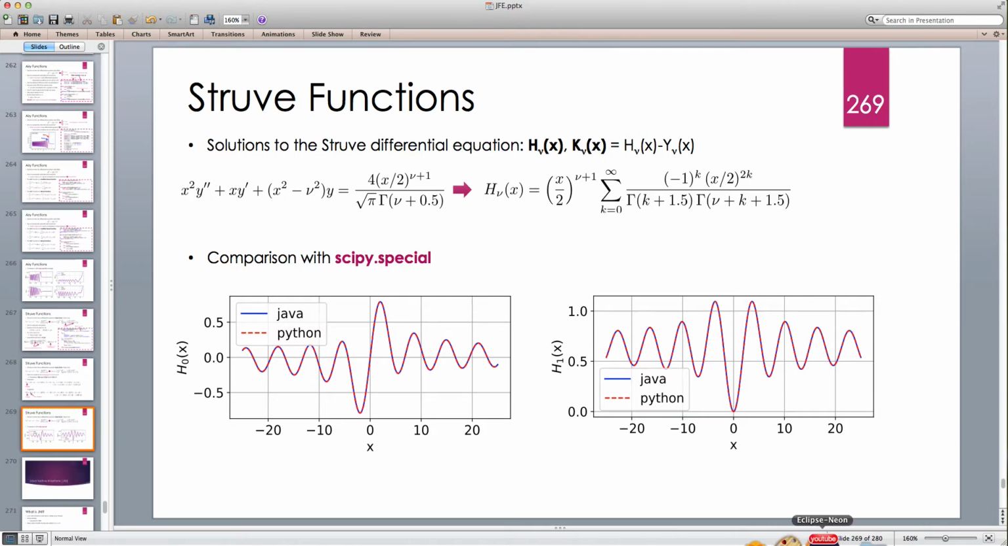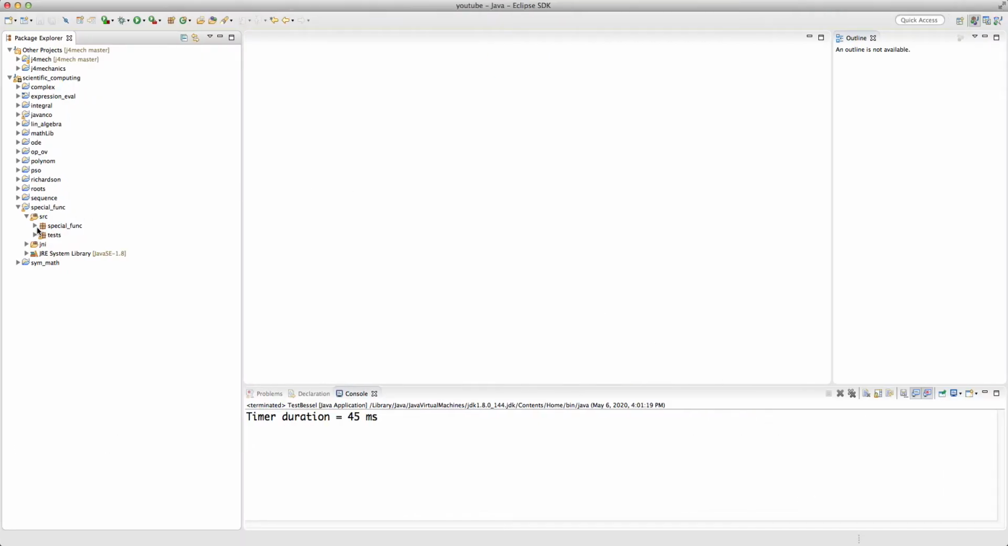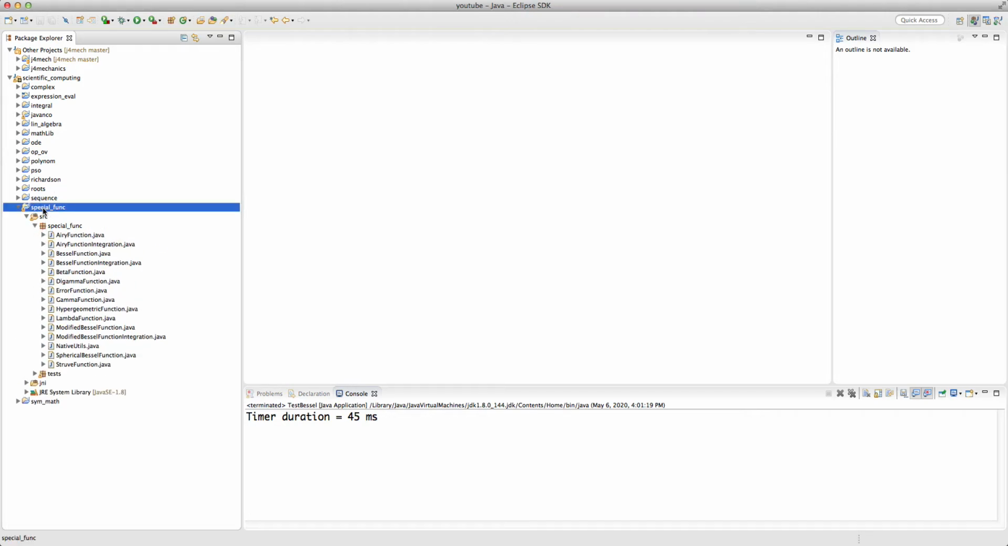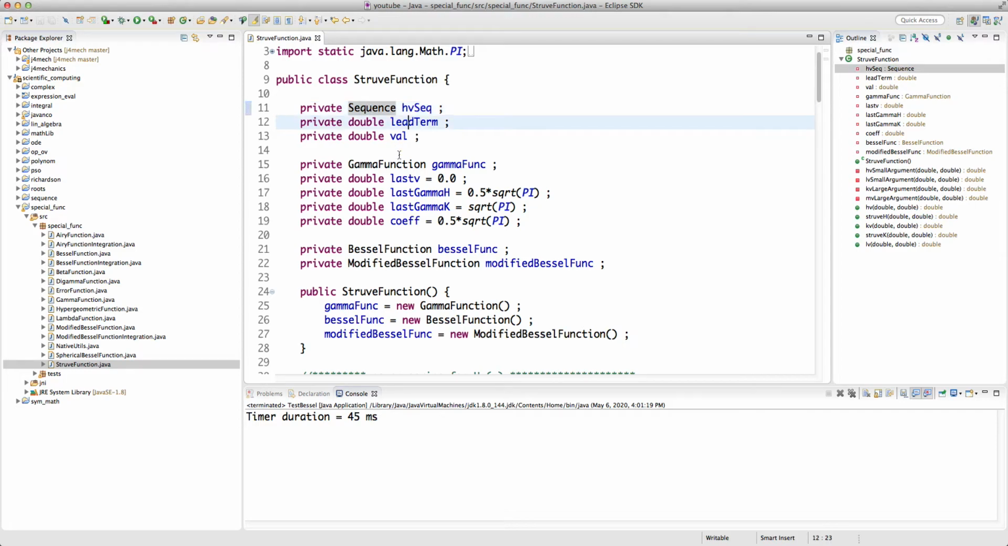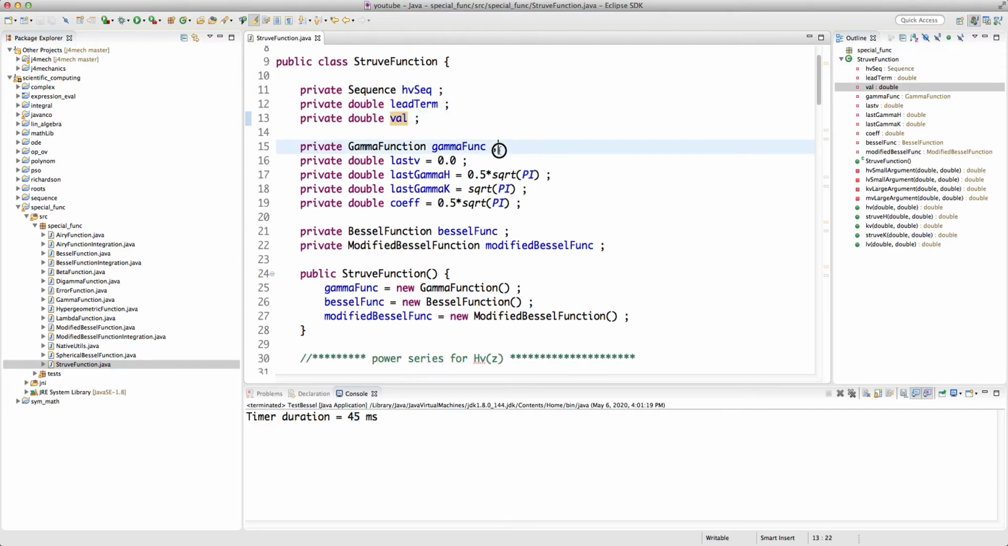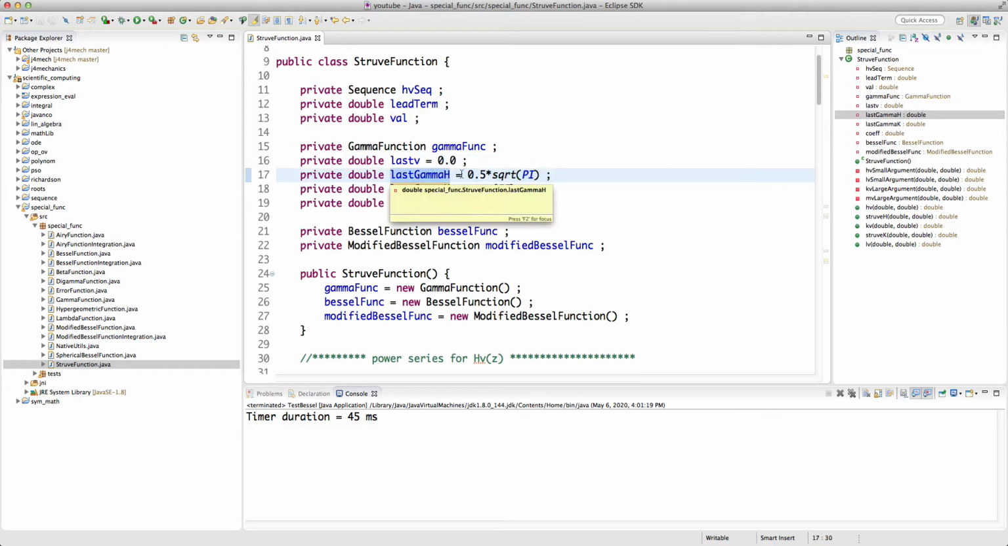So let's head to Eclipse and look at the Struve function. In the special function project package, I have this Struve function. We have this sequence, we have our lead term and the value, we have the gamma function, last nu, last gamma h, last gamma k, and remember for gamma h, in the H nu function, we factor out gamma 1.5, which is square root of pi over 2.